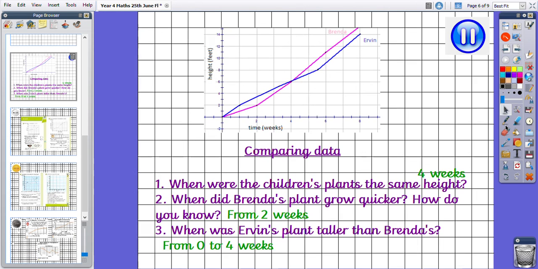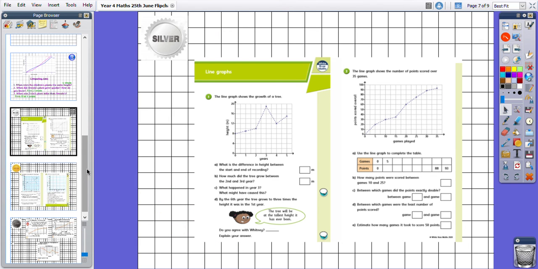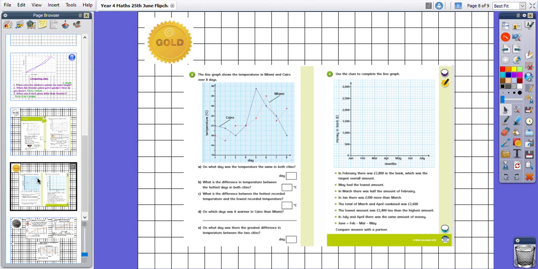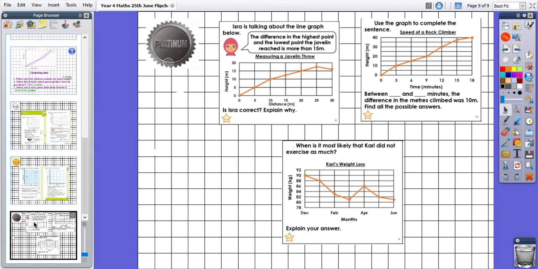Well done if you were able to compare data using a graph. That's a very tricky concept. So, for silver, you are completing questions 1 and 2. For gold, moving on to 3 and 4. And for platinum, you have 3 reasoning and problem solving questions to have a look at.